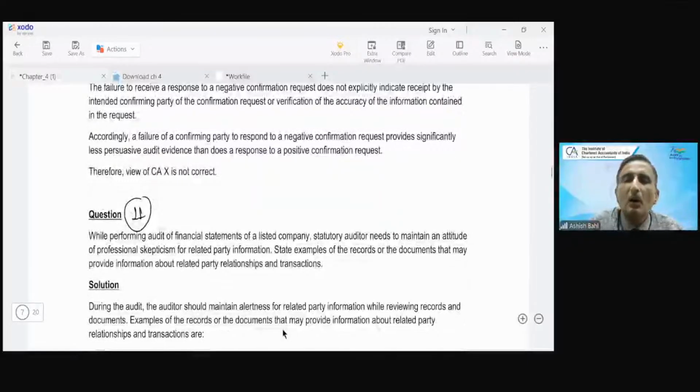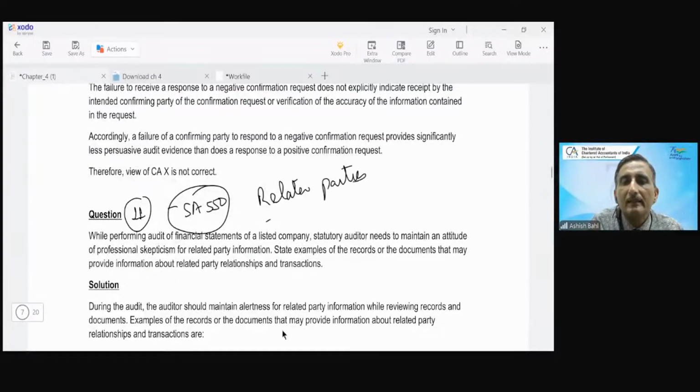Yes, this question is about related parties, SA 550. So you already know, students, related parties. The elaborate definition is there in the module. Related parties are like concerns under the same management, when the ownership is the same, or when the directors are common. These are transactions between these kinds of entities.